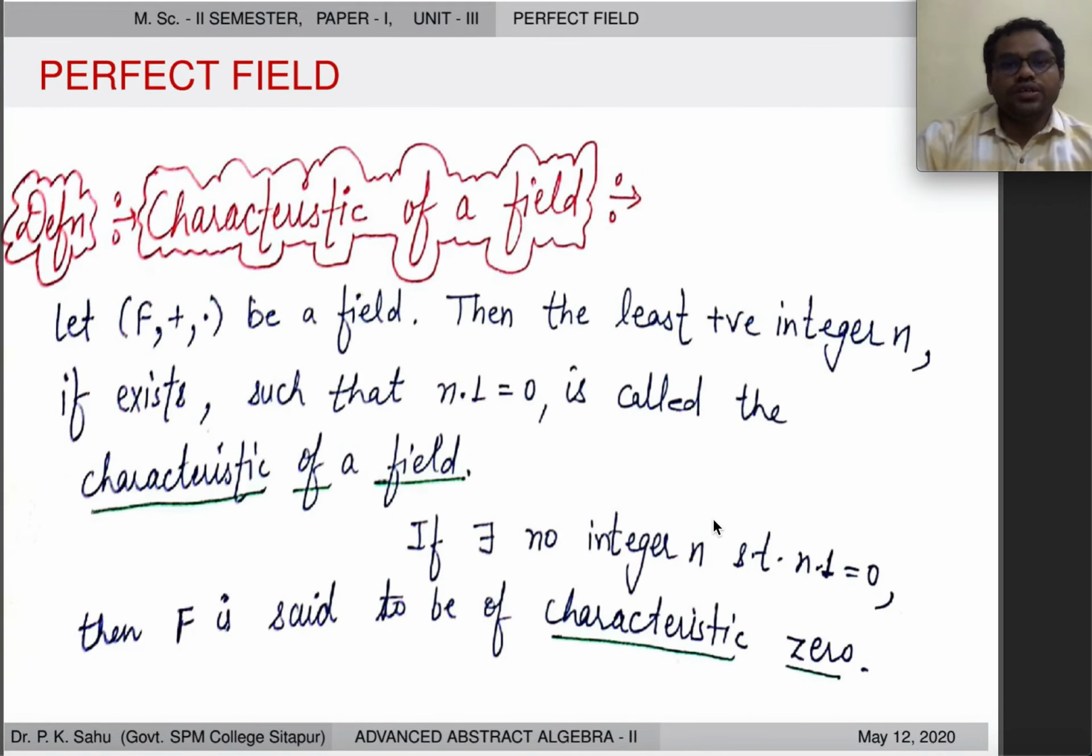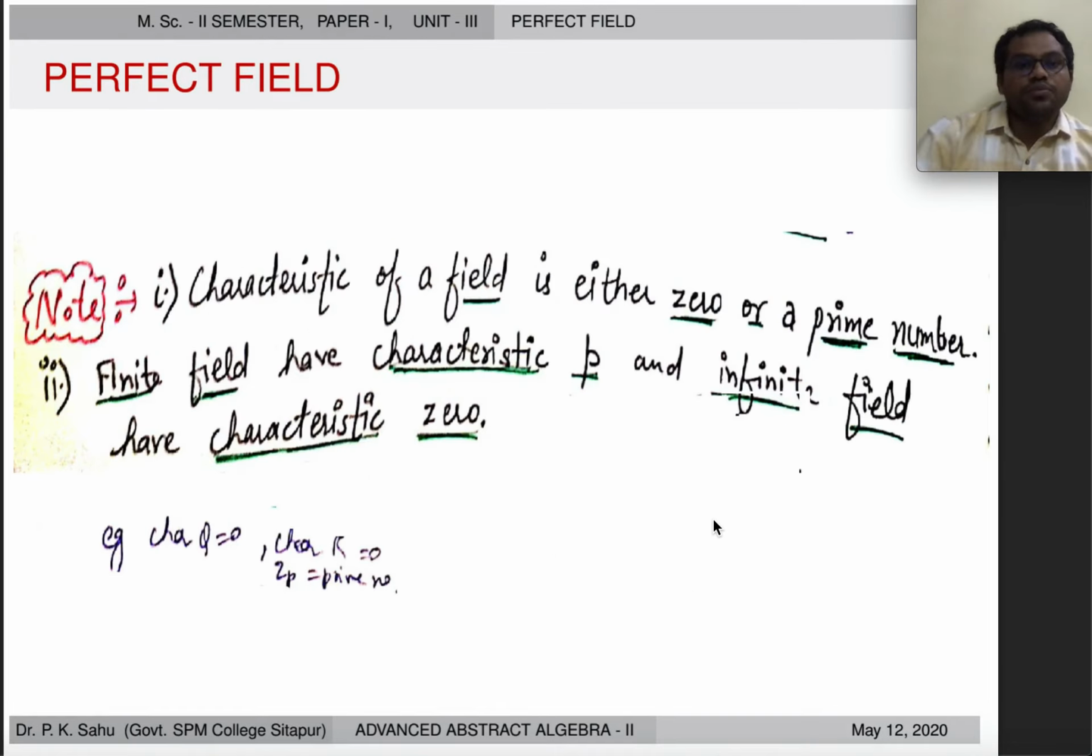Now you already know what the characteristic of a field is. Let's revise it. Suppose we have a field F with plus and dot, then the least positive integer n, if it exists, such that n dot 1 is equal to 0, is called the characteristic of the field. If there exists no integer n such that n dot 1 is equal to 0, then we say F is of characteristic 0. Examples of this are the rational and real numbers, which have characteristic 0.